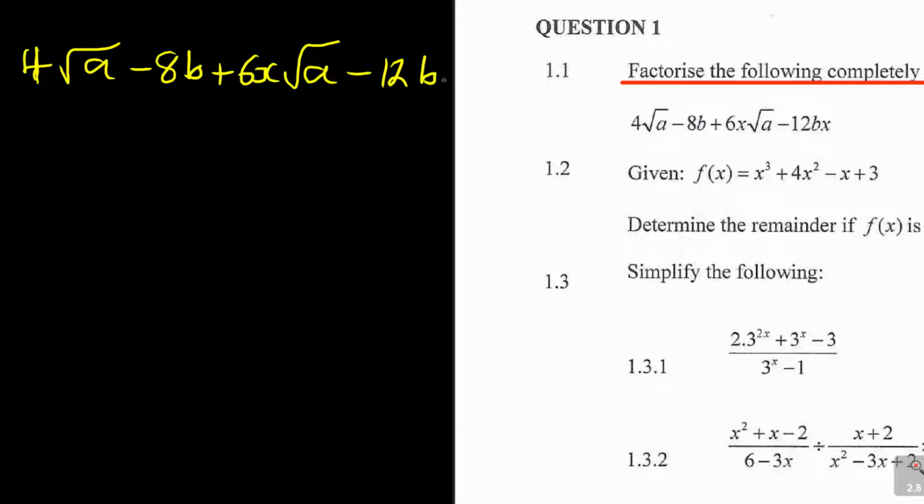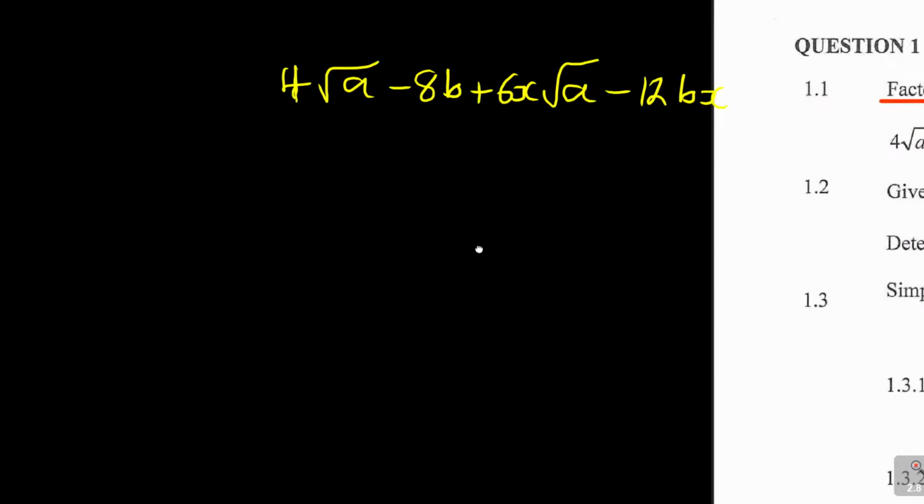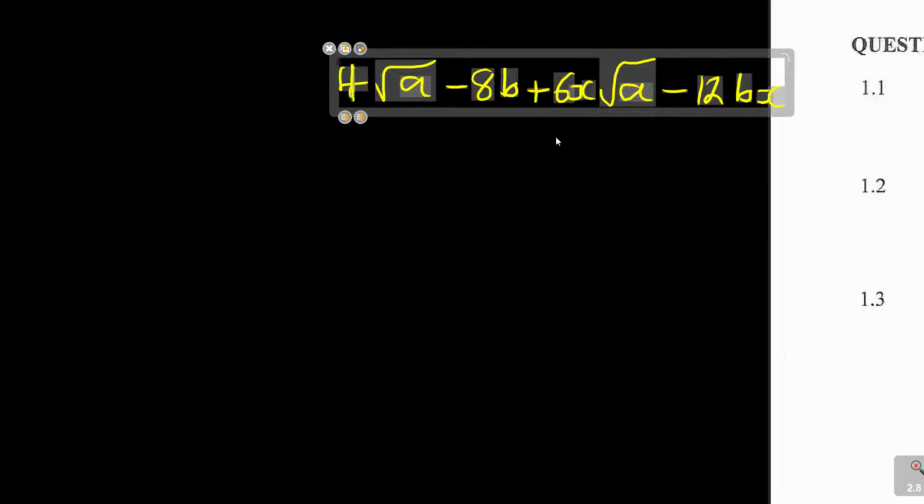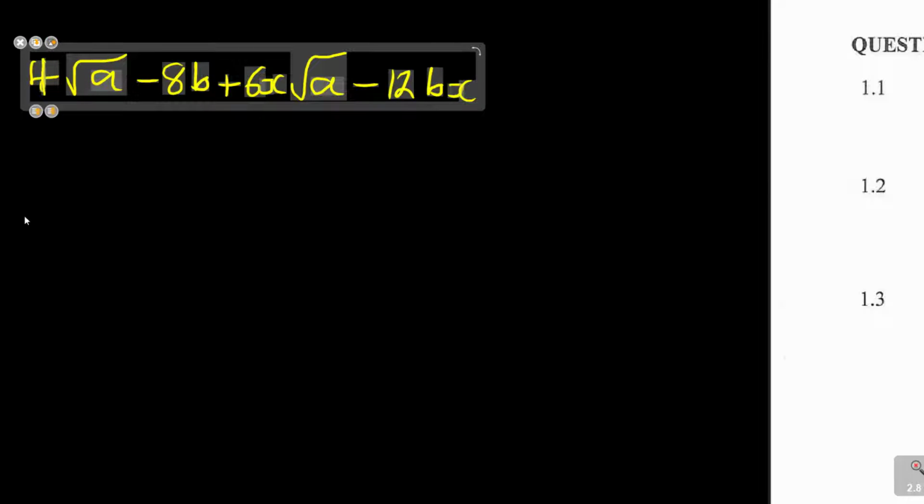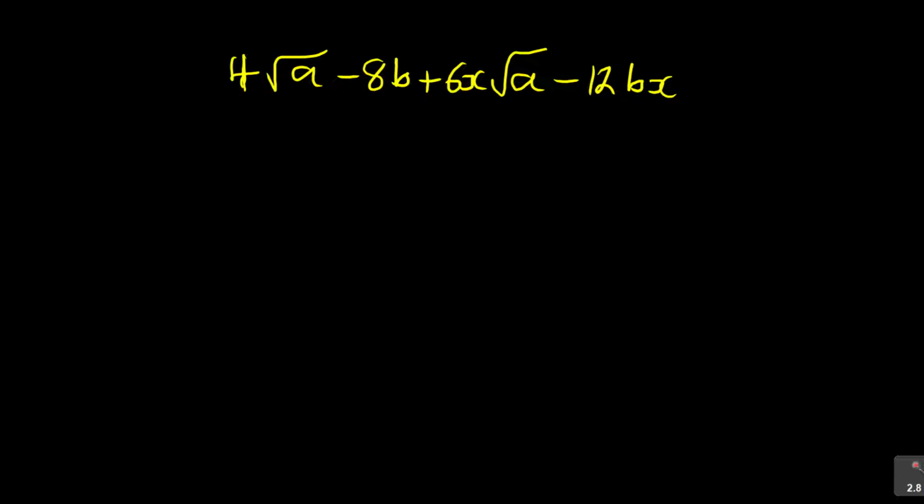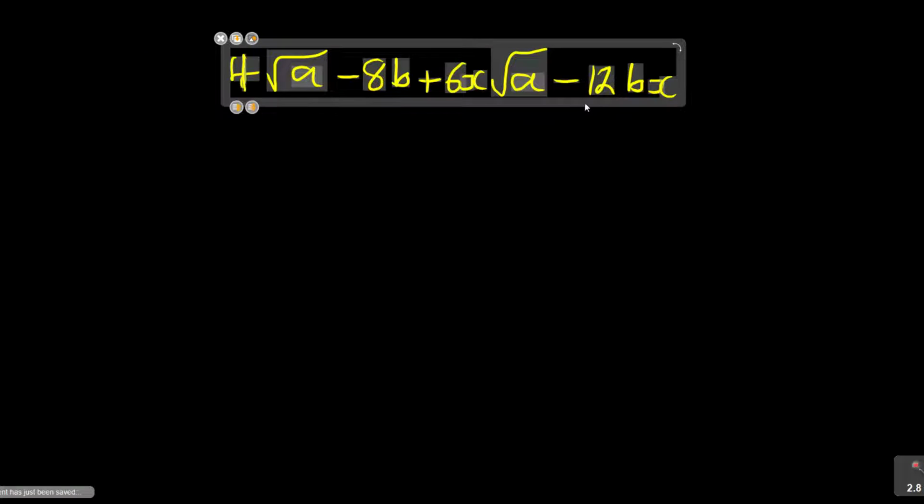So let's look at this. What are we given here? We are given 4 square root of a minus 8b plus 6x square root of a minus 12bx. I'm trying to understand what the examiner was trying to bring in here. They were trying to test your skills of factorization. The question is, can you factorize?